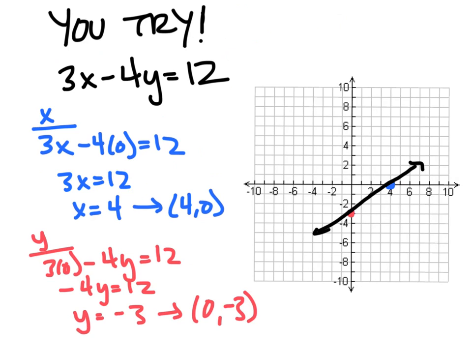All right, so after setting y equal to 0, I found an x-intercept at (4, 0), and I found a y-intercept at (0, -3) by setting x equal to 0. I plotted those 2 points and drew the line connecting them.